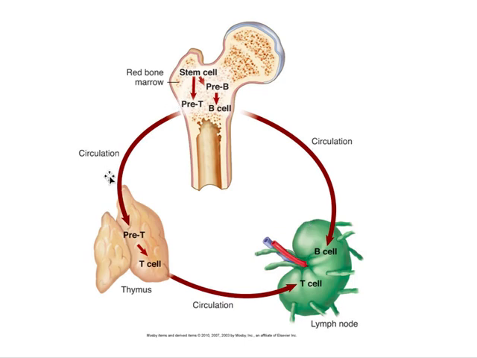T lymphocytes will become immunocompetent inside of the thymus, and that is where they actually become fully mature T lymphocytes that are immunocompetent, and then they go and live in the lymph node. They're called T cells because they become immunocompetent in the thymus. B cells become immunocompetent in the bone marrow itself.